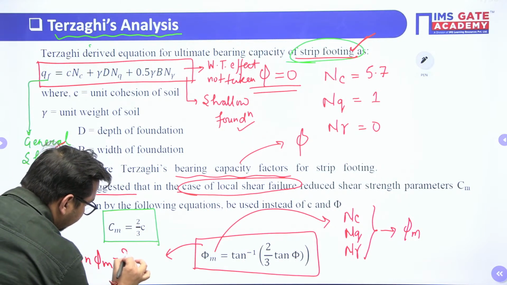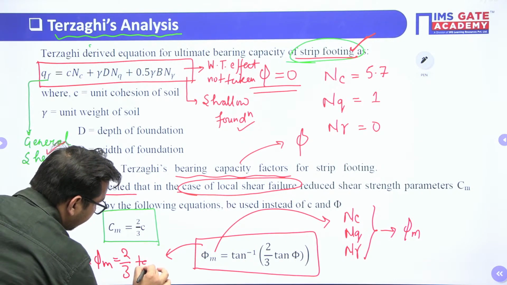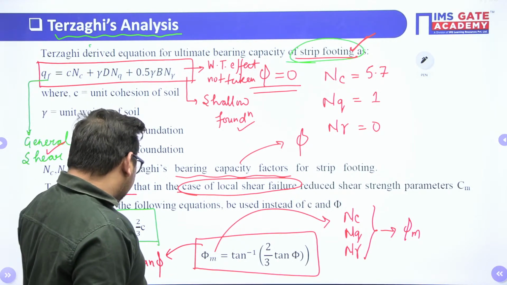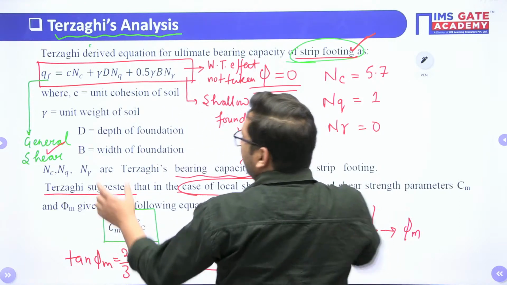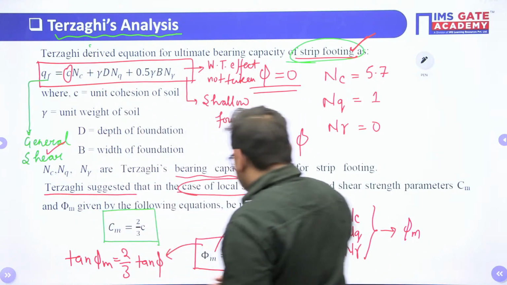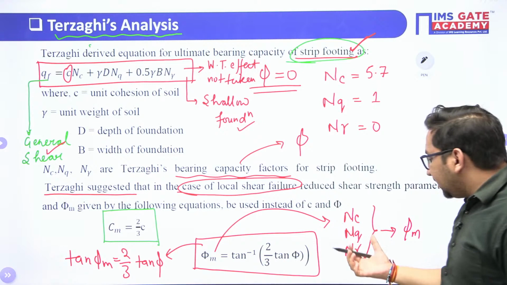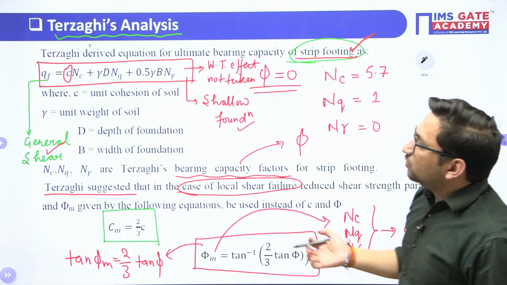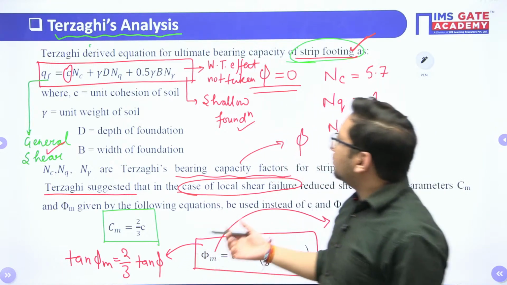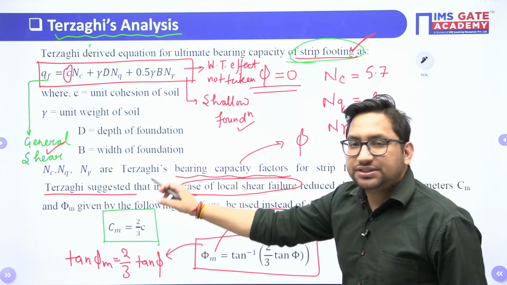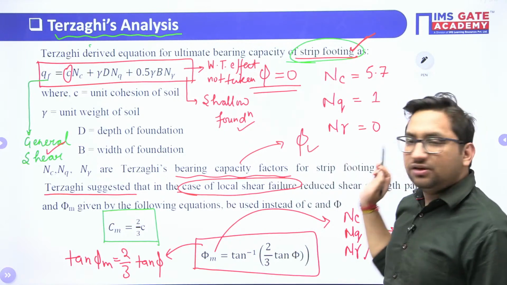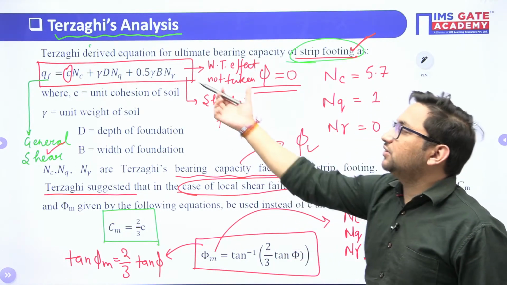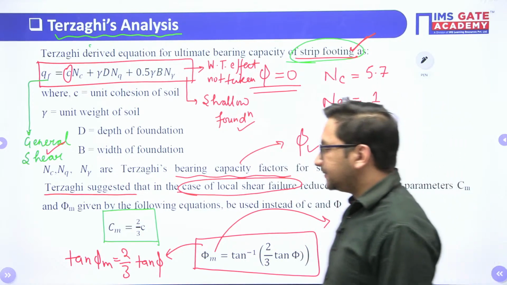So where to use this particular phi m? This cm value will be used here, whereas for this phi m value, you have to take the Nc, Nq and N gamma values corresponding to this phi m value. As we have seen, these bearing capacity factors are a function of the phi value, right? So corresponding to this phi m value, now you have to take these values. I hope this is clear.